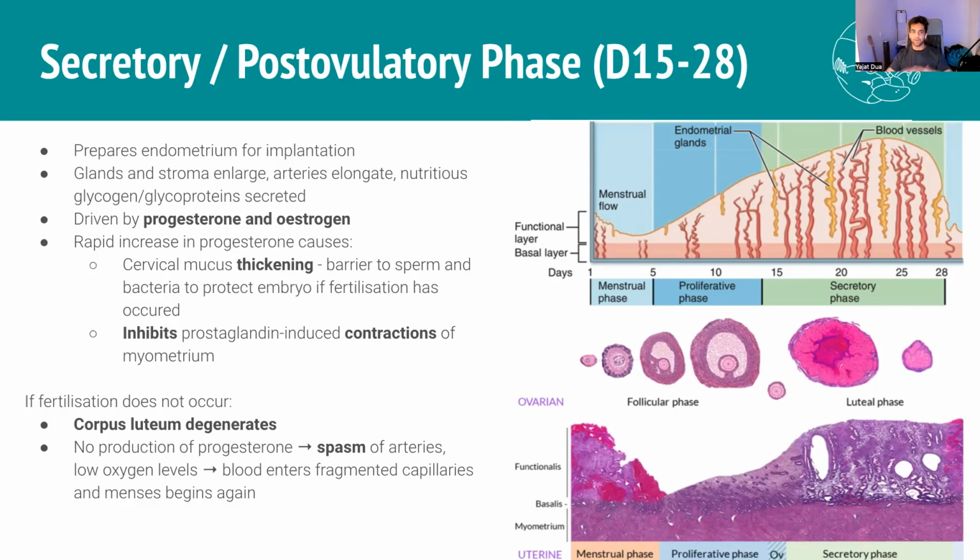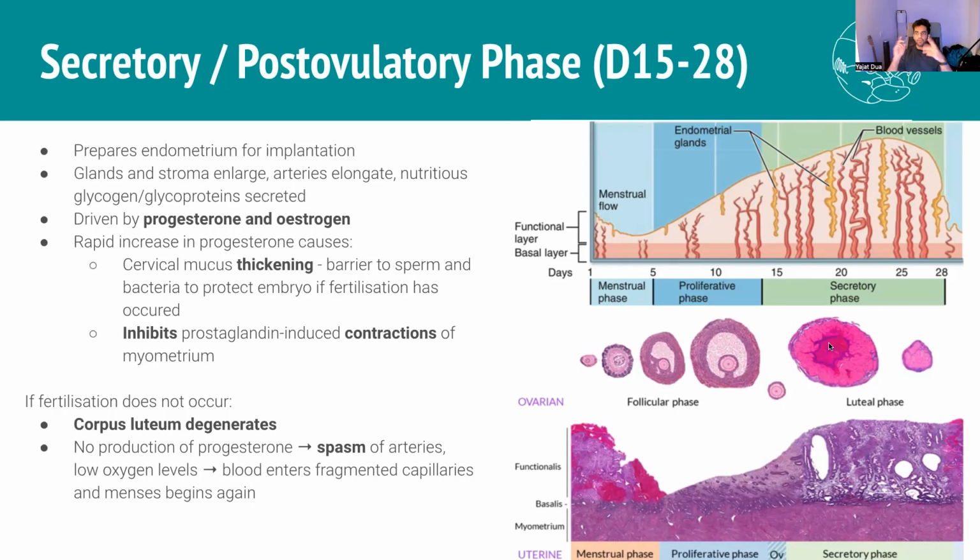So what do we need for that? We want glands and stroma to enlarge. We want arteries to grow and elongate, to provide blood flow and nutrition. So glycogen and glycoproteins are secreted to support that embryo. It's driven by progesterone, because now in the ovary, ovulation has occurred and there's just the corpus luteum left, which is releasing progesterone.